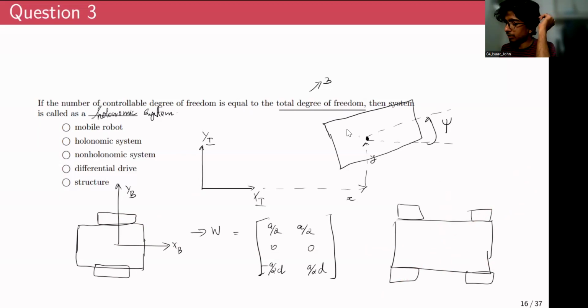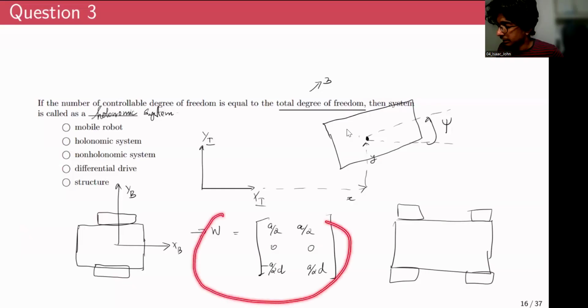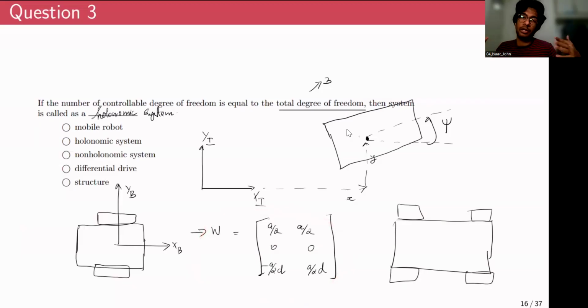And as you can see, if you write the wheel configuration matrix for this skid steering robot, it'll also have the second row full of zeros. So such systems are non-holonomic. Another way of checking whether the system is holonomic or non-holonomic is to take the rank of this W matrix. If you know the configuration, you should be able to assemble this W matrix. And if the rank of the W matrix is less than 3, such systems are non-holonomic. And if the rank is 3 or greater, such systems are holonomic.